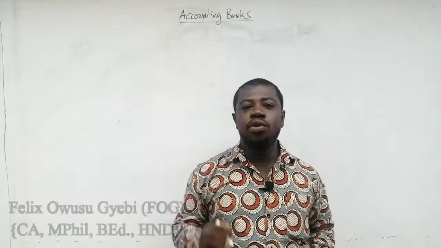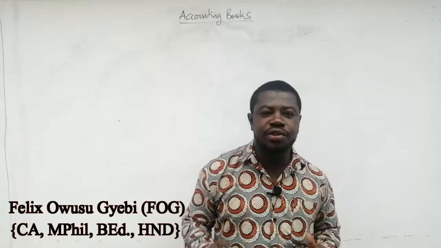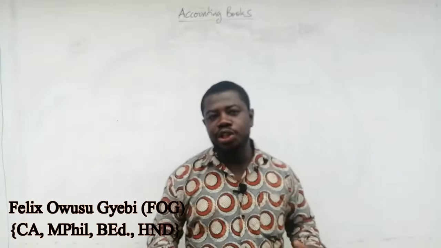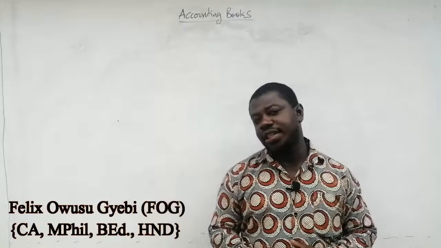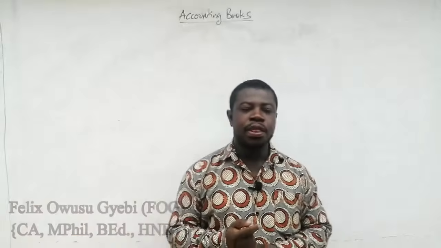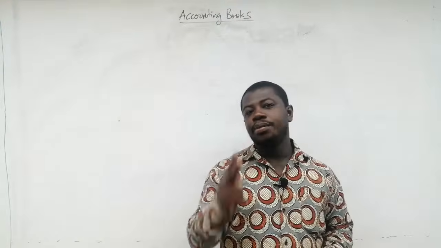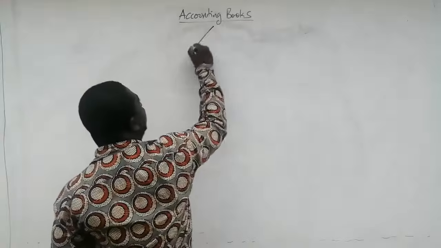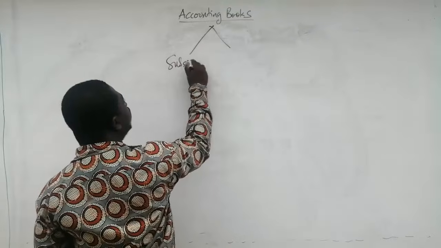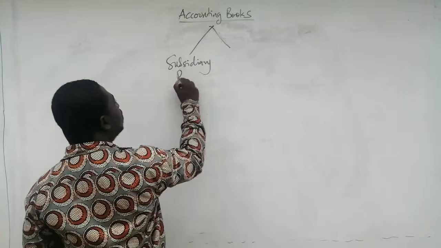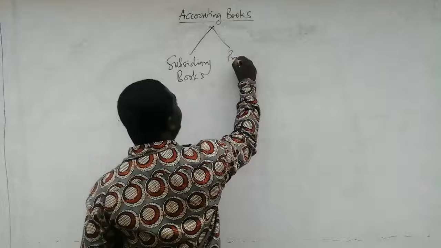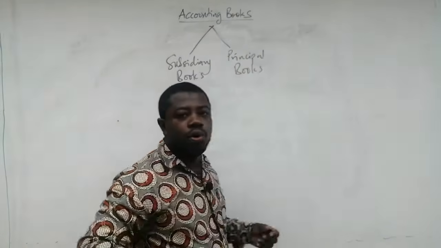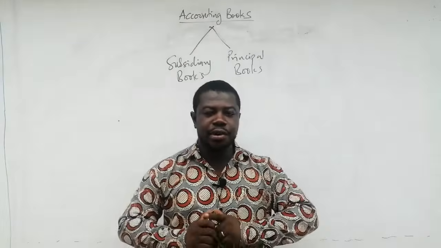Now, accounting books are the various books into which transactions are recorded in accounting. So the various books into which we record business transactions in accounting are called accounting books. Accounting books can be broken down into two broad classifications, and they are the subsidiary books and the principal books. So we have the subsidiary books and we have the principal books.